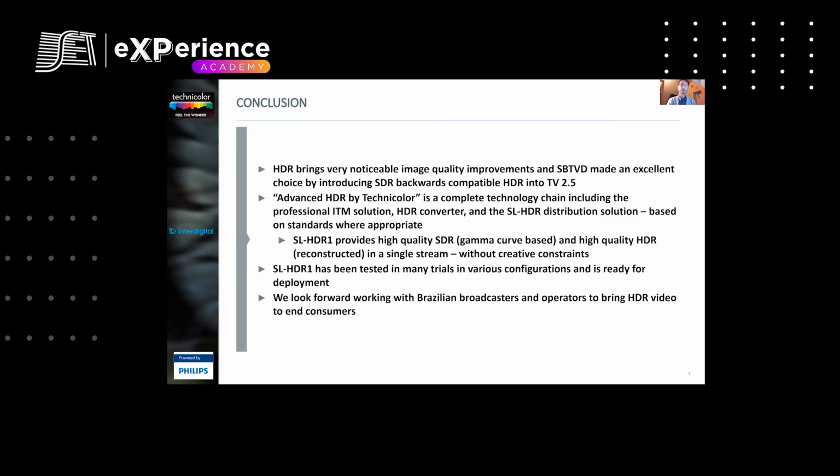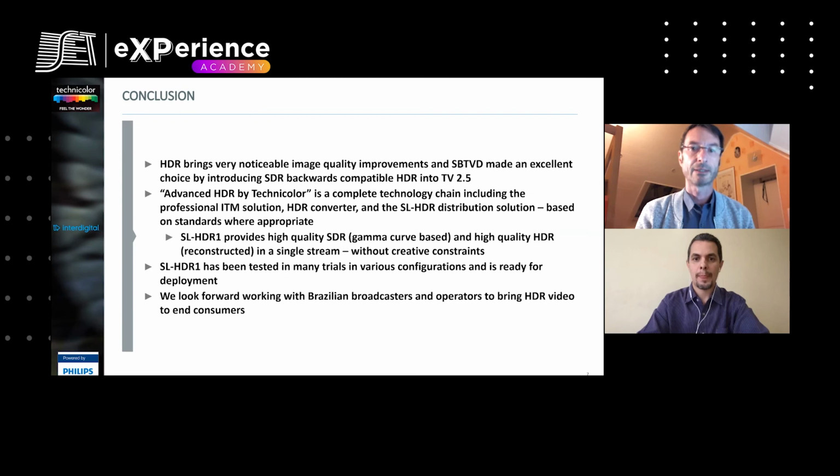So the Advanced HDR by Technicolor solution is a complete chain consisting of the professional ITM solution, the HDR converter, and also the SL-HDR distribution solution that is based on standards where appropriate. The distribution part is completely standardized. So SL-HDR1 provides high quality SDR because it is really gamma curve based, and also high quality HDR, which is then reconstructed out of the SDR signal. Everything is in a single stream and there are no creative constraints.